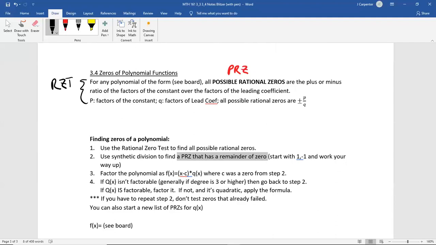Once you find one that spits out a remainder of 0, so you may have a couple of stalls. Maybe 1 doesn't work, maybe -1 doesn't work, maybe 2 works. So you might do some synthetic division that dead ends you. Welcome to the real world.